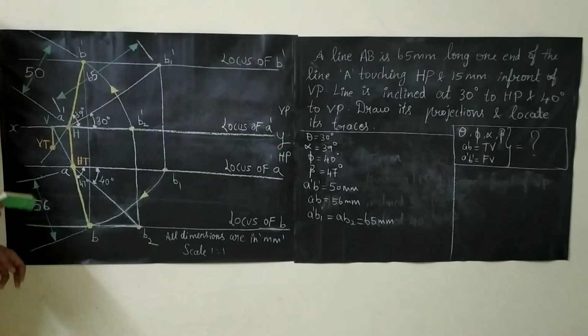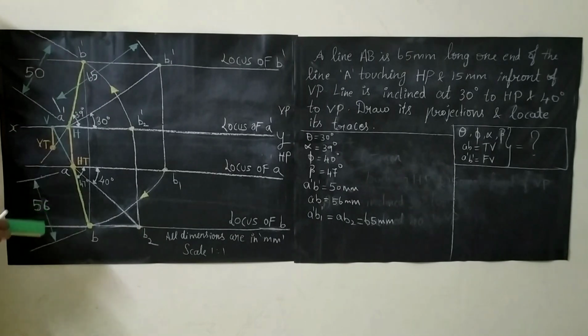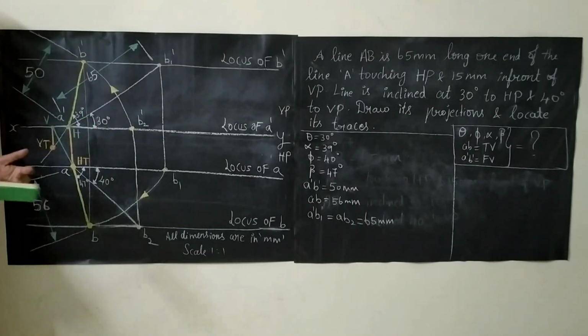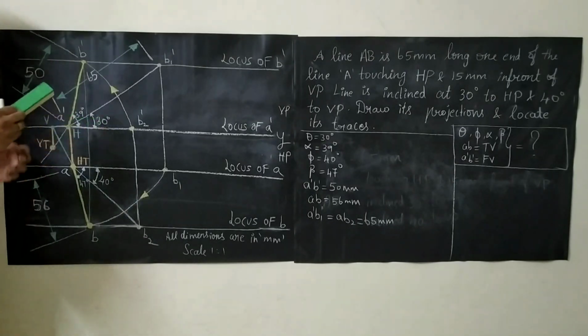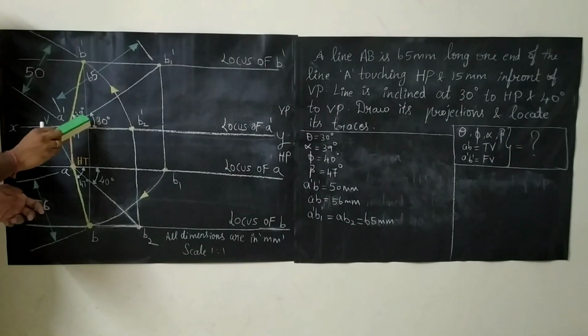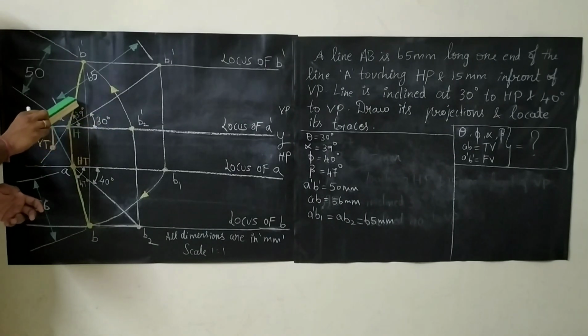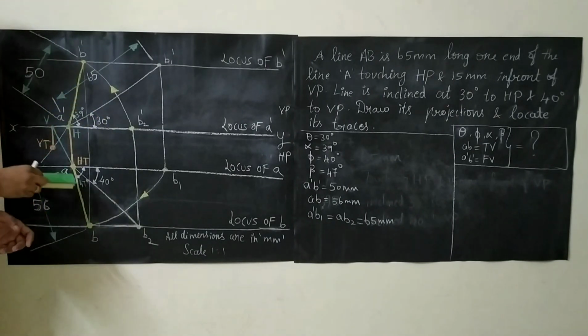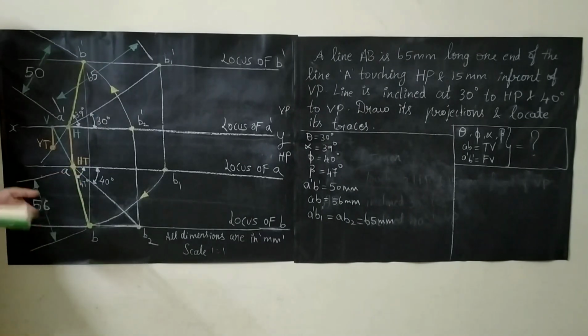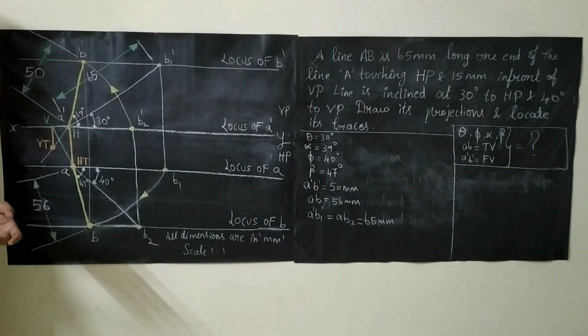and for writing the numbers which we wrote, right, 50, 65, 56 and all, it should be written with your HB pencil. Whatever angle you are getting, initially we drew 30 degrees, right? So just mark the angle. This angle will be denoting the true length, this angle for your front view, and this angle will be for your top view, and this angle will be denoting your true length.